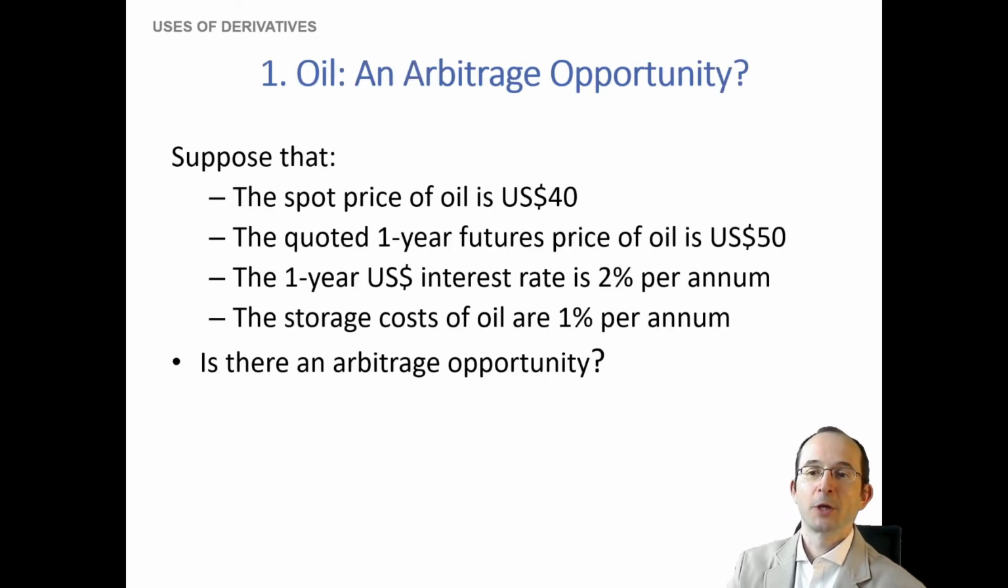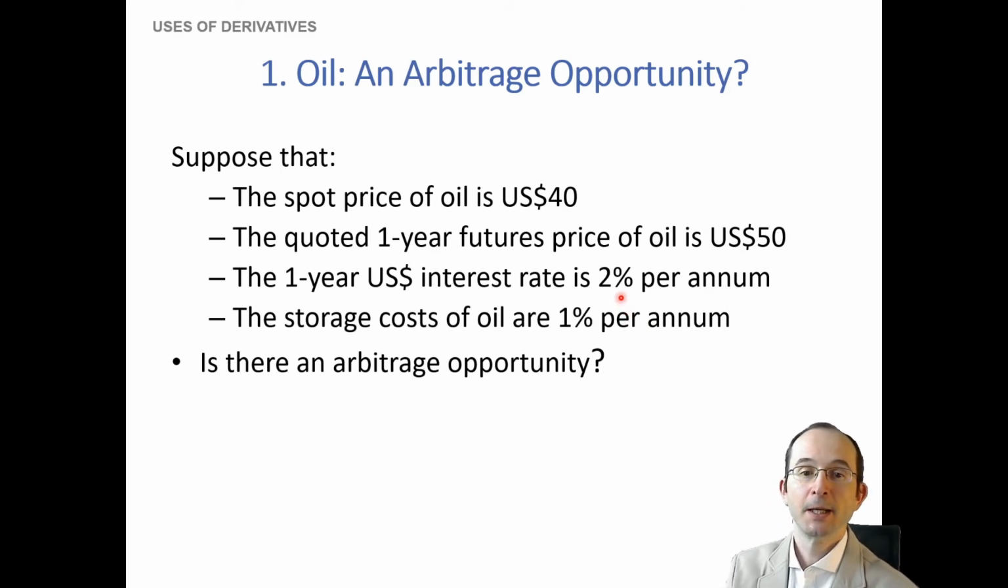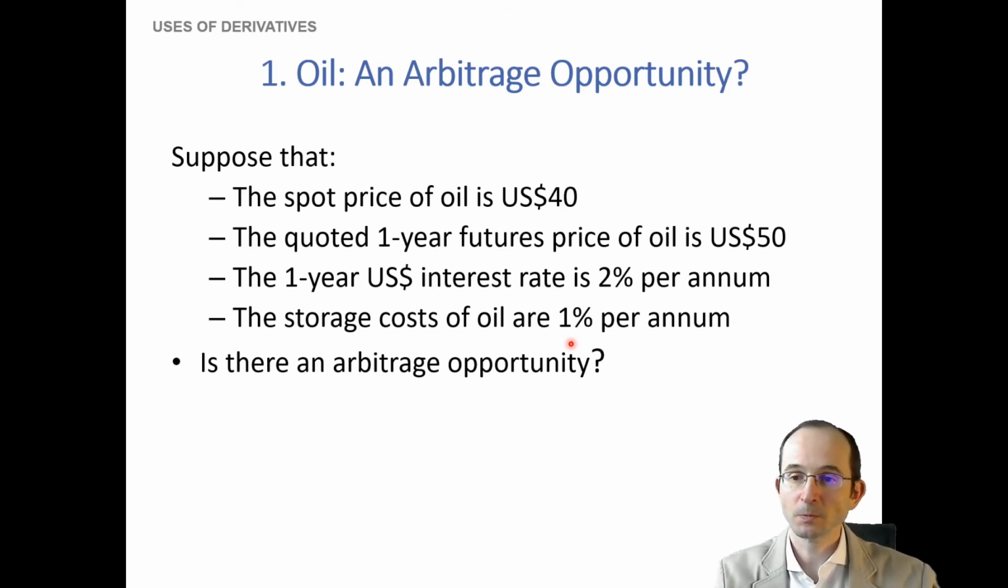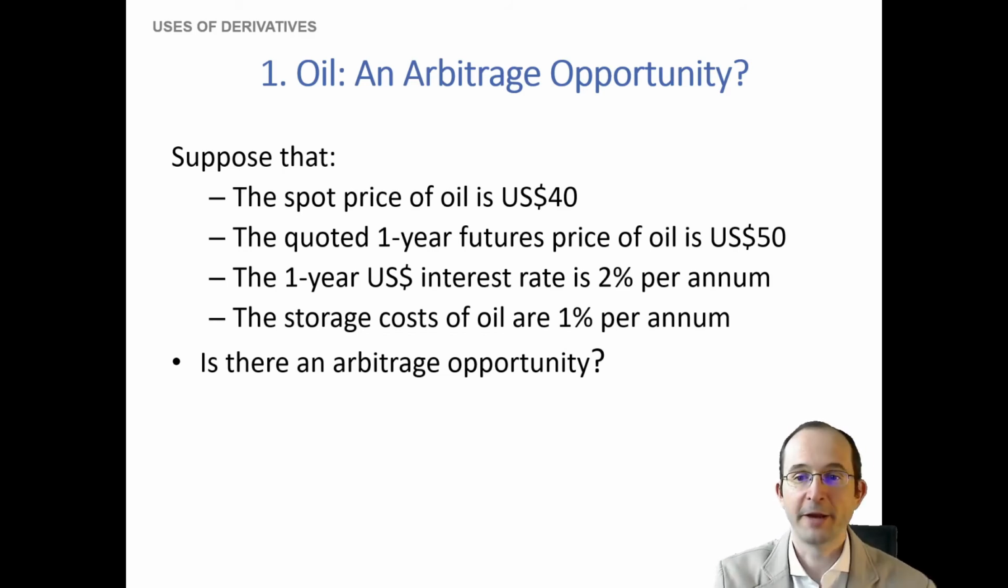Let's just look at a couple more cases that'll give us a bit more of a preview of additional complexities in derivatives. Let's say that we're dealing now with oil. We know what the spot price of oil is. We know what the future price of oil is in a year's time. We still have a risk-free rate, but now we also have a storage cost. Is there an arbitrage opportunity now? Well, how does a storage cost factor into this?